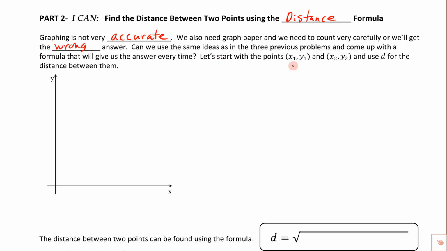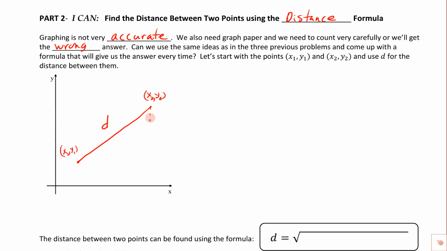We're going to start with 2 points. We're going to call this one x1, y1 and this one x2, y2. And we're going to use d for the distance between them. Should sound kind of familiar. So here's what we're going to do. We're going to put a point right here and we're going to call this point x1, comma, y1. So I'll put that in parentheses. And then I'm going to come up here and put another point and we're going to call this one x2, y2. Okay? Now, I'm going to draw a line between the two of those and we're going to call this d. That is going to be the distance between the two of those.